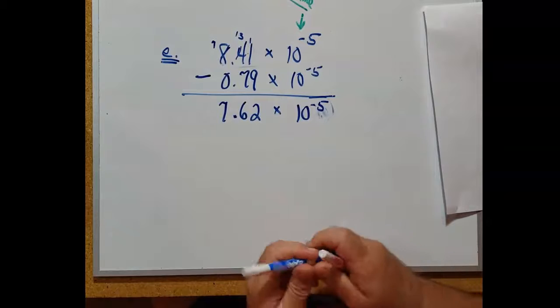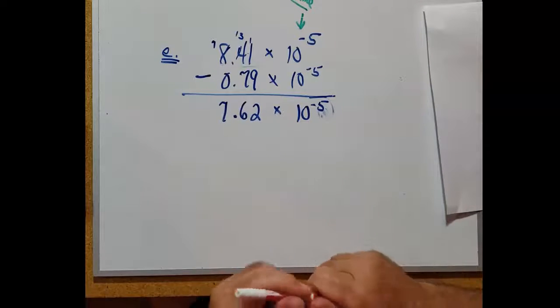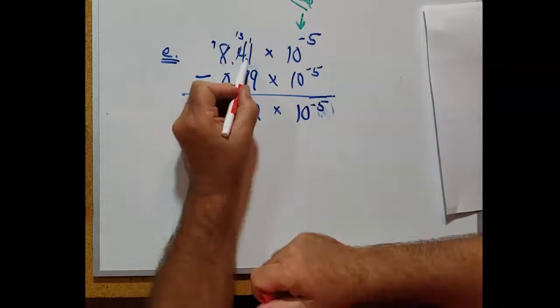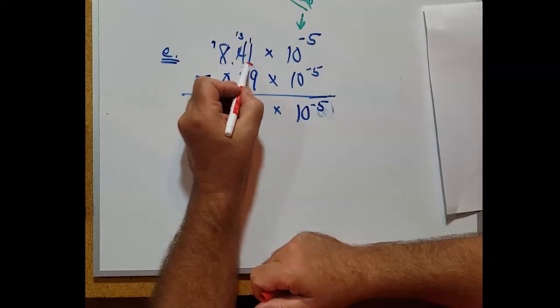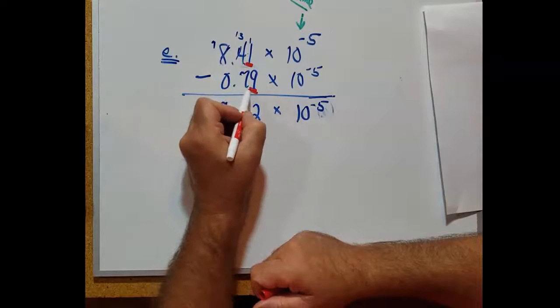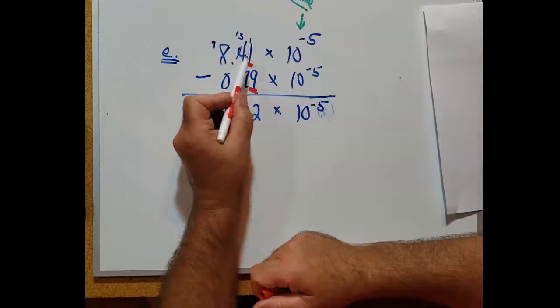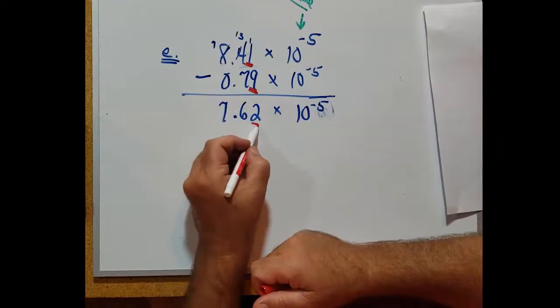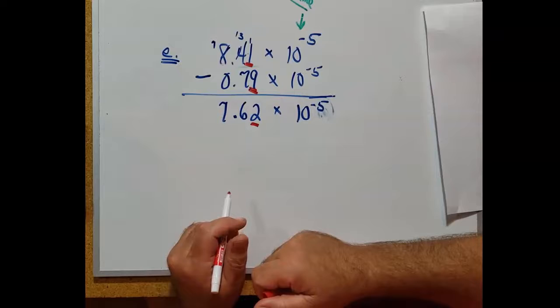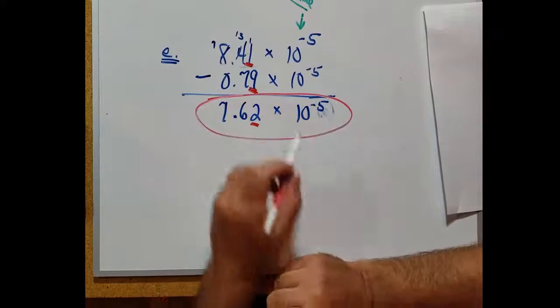Now, how many sig digs should I have in my answer? Well, I go back up to the numbers that I subtracted in this case and look for the position of the last sig dig. All right. The 1 is in the 100th place. Over here, the 0.79, the 9 is in the 100th place. So I want my last sig dig to be in the 100th place. So this answer is just fine the way it is.